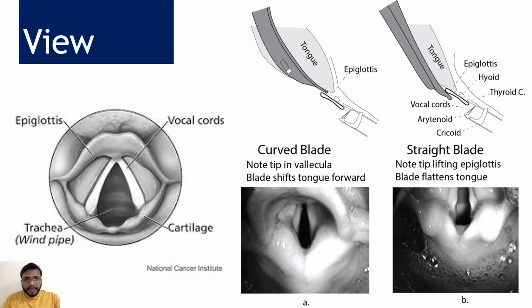Whereas if it is a straight blade, that is a Miller's blade, you are actually going to take the epiglottis along with it. In a curved blade, the scope goes between the epiglottis and the tongue, that's basically into the vallecula. But in a straight blade, you're going to take the epiglottis along with it, and you're going to see the rest of the structures, that is the vocal cords and the cartilage. Posterior to that, you can see the esophagus. So understand that there is the esophagus behind it, and what we are going to tube is the trachea.